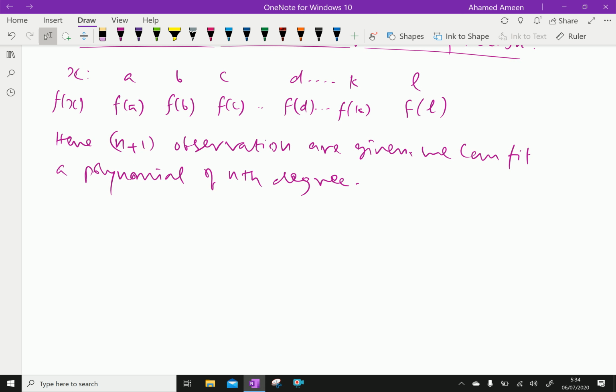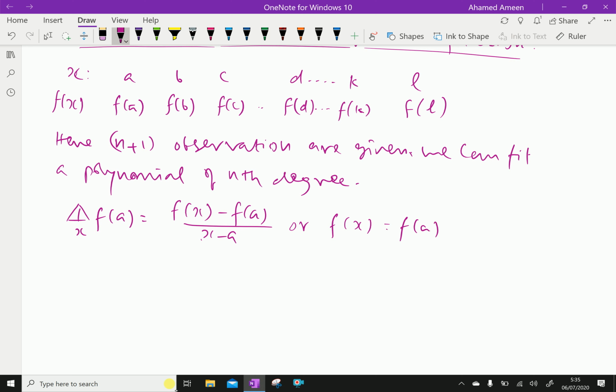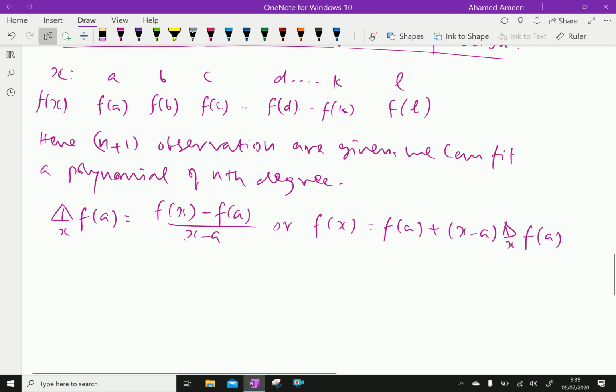The procedure follows like this. The first difference, that is delta of f of a, we know is f of x minus f of a over x minus a, or we can say f of x equals f of a plus x minus a times delta of f of a. Let this be 1.